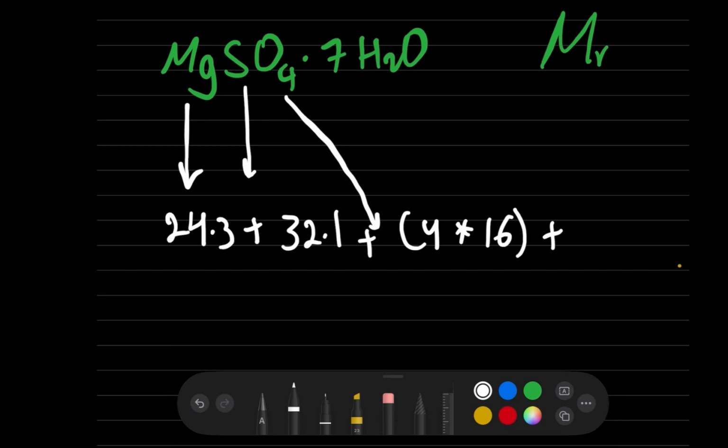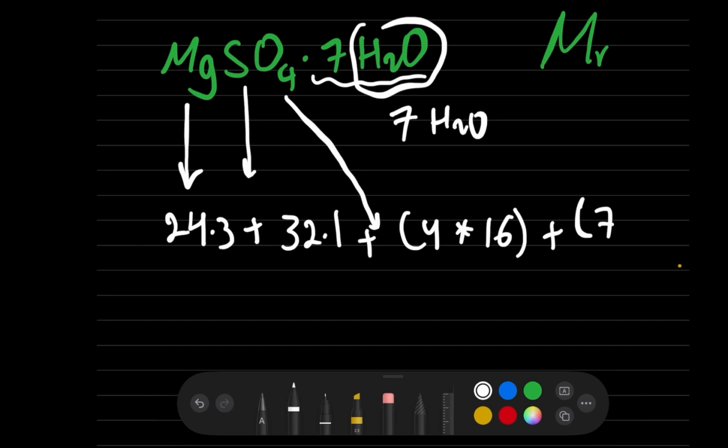What is the meaning of that H2O? It represents that we have 7 water. The crystallization of water is 7, which means that we have 7 H2O. However, we can represent this by 7 times.